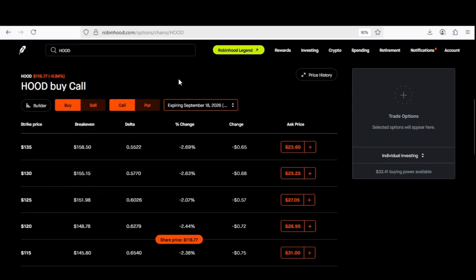Now, before we actually do this option trade, I want you guys to do yourself 2 favors. Favor number 1, always make sure to do your own due diligence before investing.